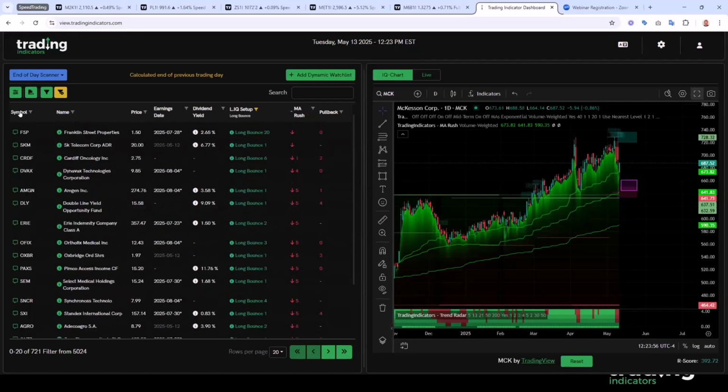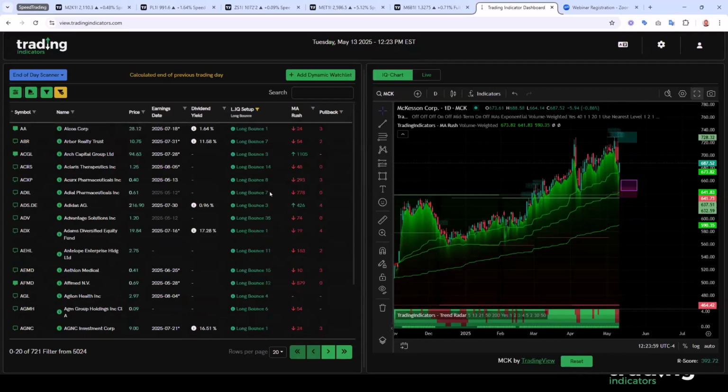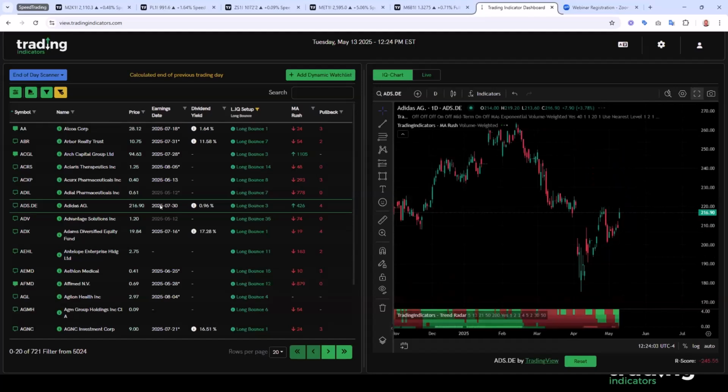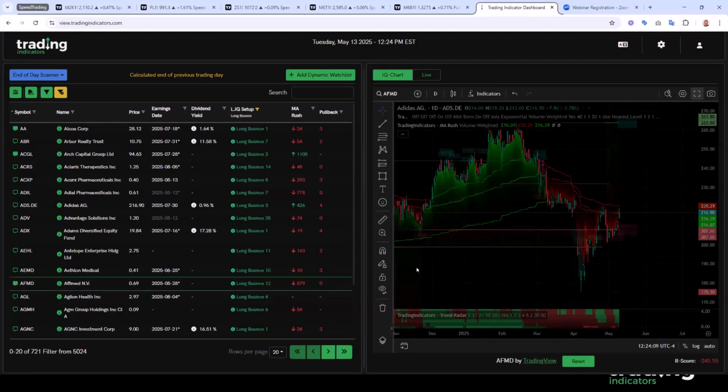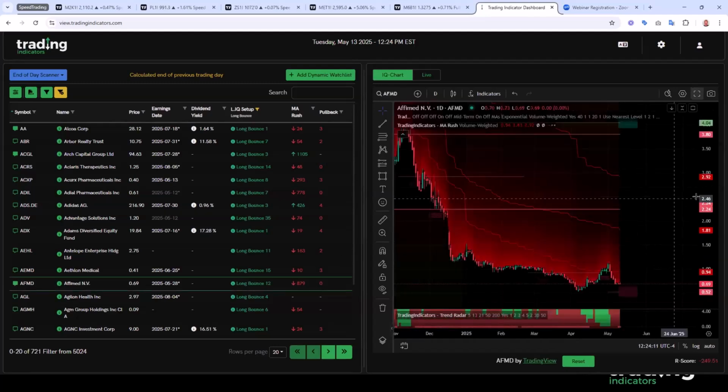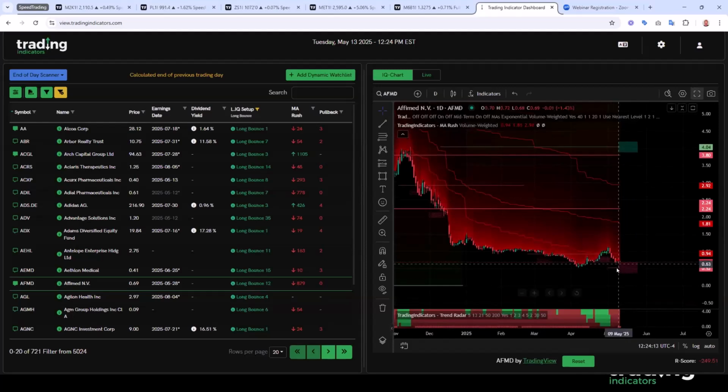Let me actually sort this alphabetically. It's a bit easier. So for example here, Adidas. Perhaps people know Adidas is right now near this support level, this reddish zone here. All right. What about this one here? AFMD, Affirmed NY, currently trading near a support level. All right, this works. This scanner works.